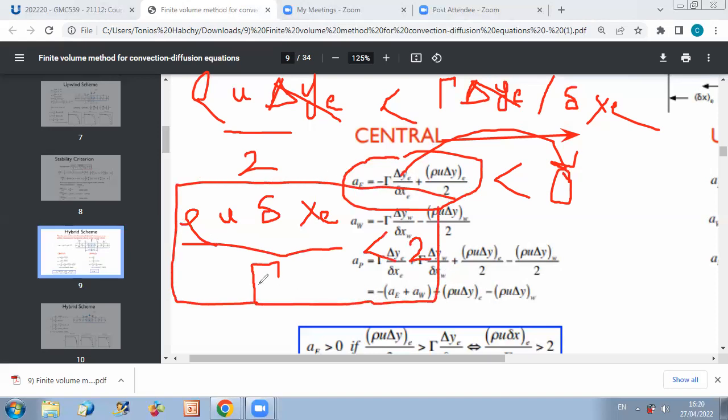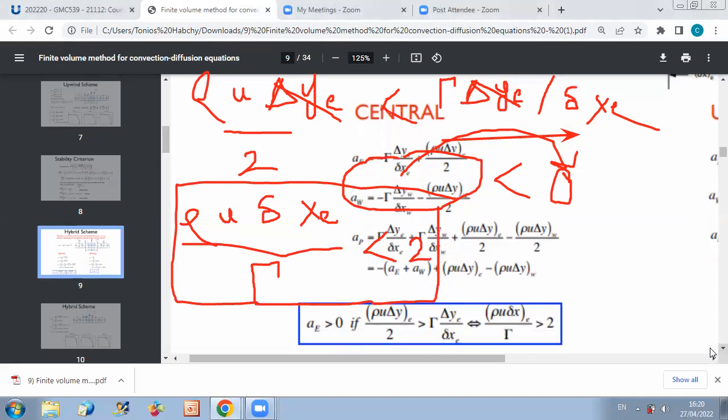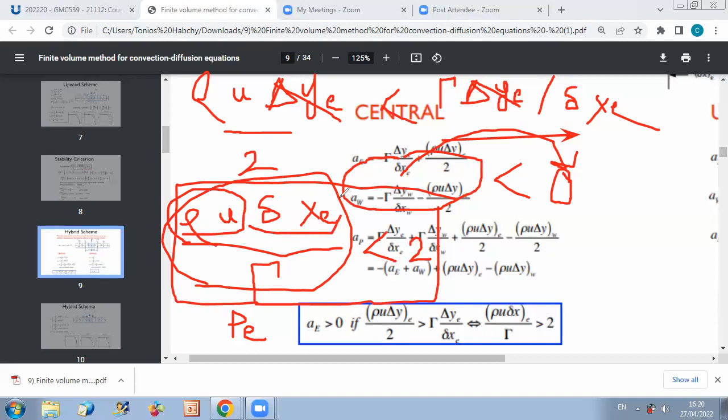And this is what we call the Peclet number. This is the dimensionless number that we call the Peclet number. As you can see, it represents the ratio of convection to diffusion effect, because the convective effect is present in the numerator as rho u times the grid size over the diffusivity.